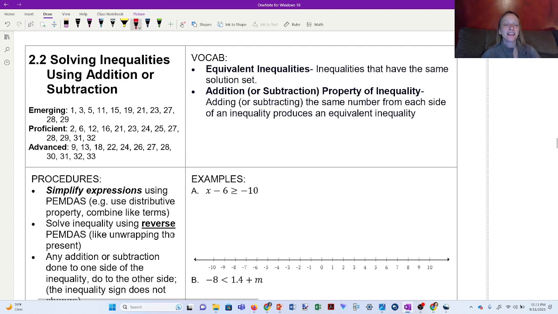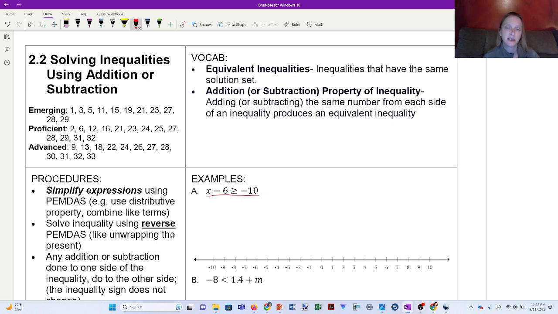Hey folks, the next thing we have to learn about in terms of inequalities is learning how to solve inequalities using addition or subtraction. Our goal here is to produce the simplest equivalent inequality that we can. An equivalent inequality is just an inequality that has the same solution set. So we want to take a more complicated inequality like this one and simplify it as much as possible so that we just have a variable on one side and a constant on the other.